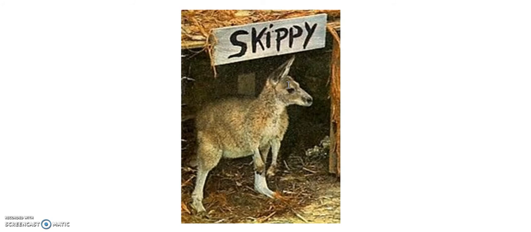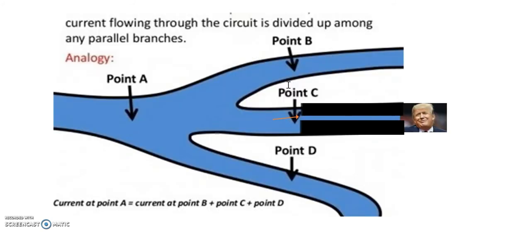Yes, it is a bit confusing, Skip. Well, let's imagine water flowing through a river that has to split down 3 branches. In this case, the water represents the electrical current, and the branches represent the parallel branches of a circuit.